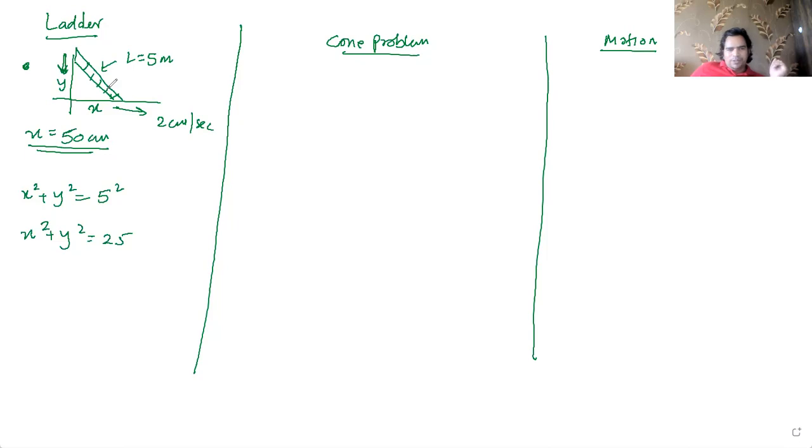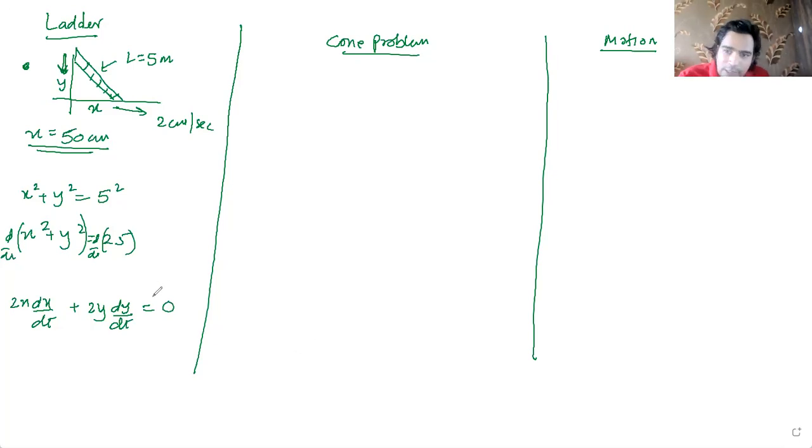Now comes the second point. How do I apply the related rates here now? So obviously, you just take the derivative with respect to time, both the sides. It's like the derivative of x squared will be 2x dx by dt. Derivative of y squared will be 2y dy by dt equals 0.